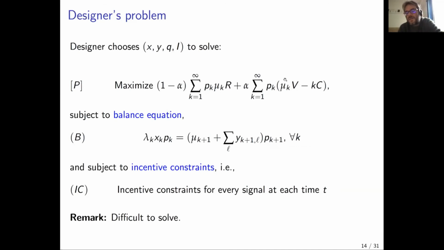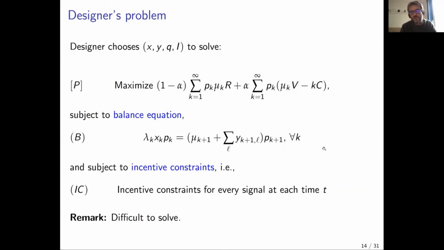When the queue length is k, service occurs at rate mu k, and in that case, V is the gain. What about the costs? The costs are C, and when you have k agents in the queue, you multiply this C by the number of agents. So this is the total, the expected total flow payoffs for individuals who are in the queue. This is the objective of the designer, and the designer maximizes it subject to two conditions.